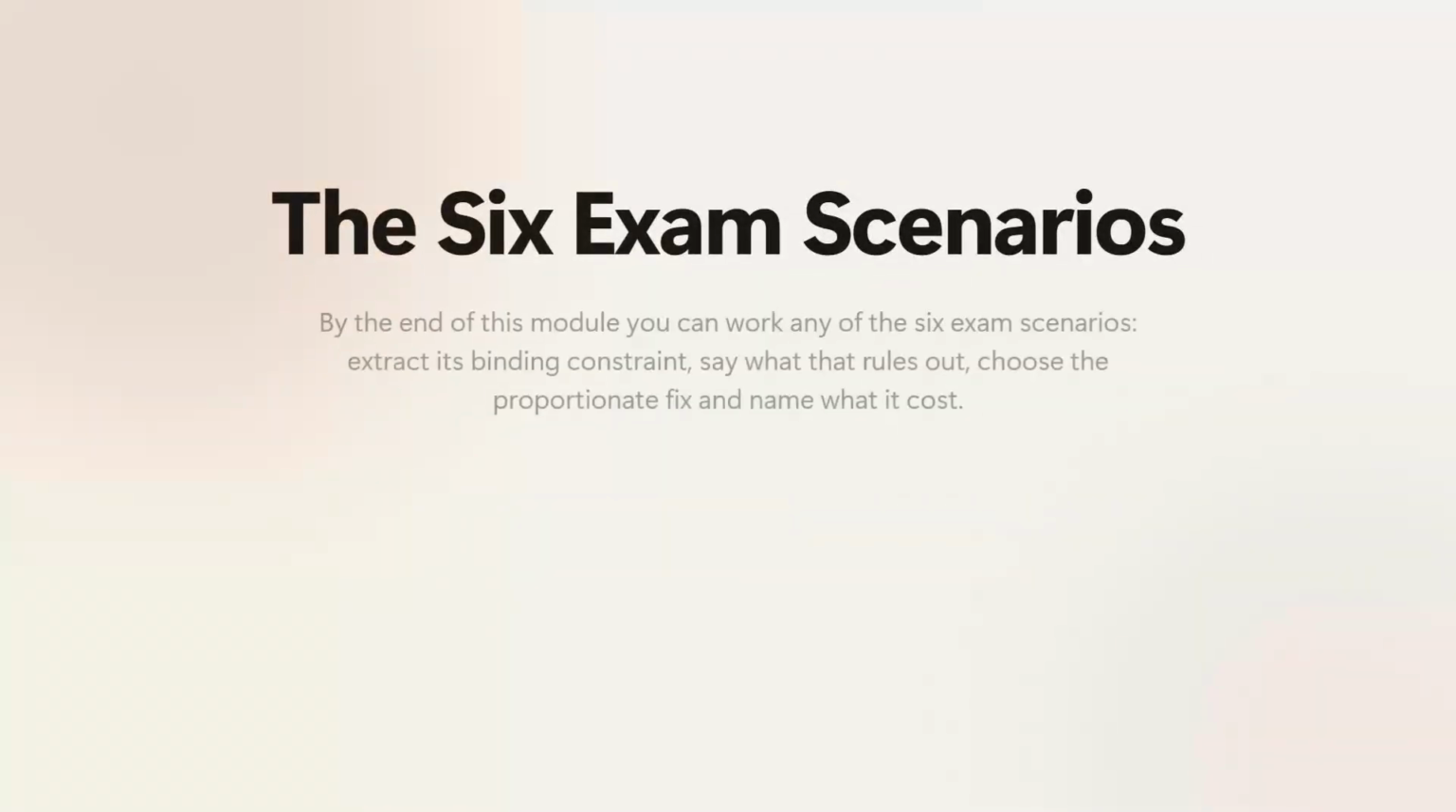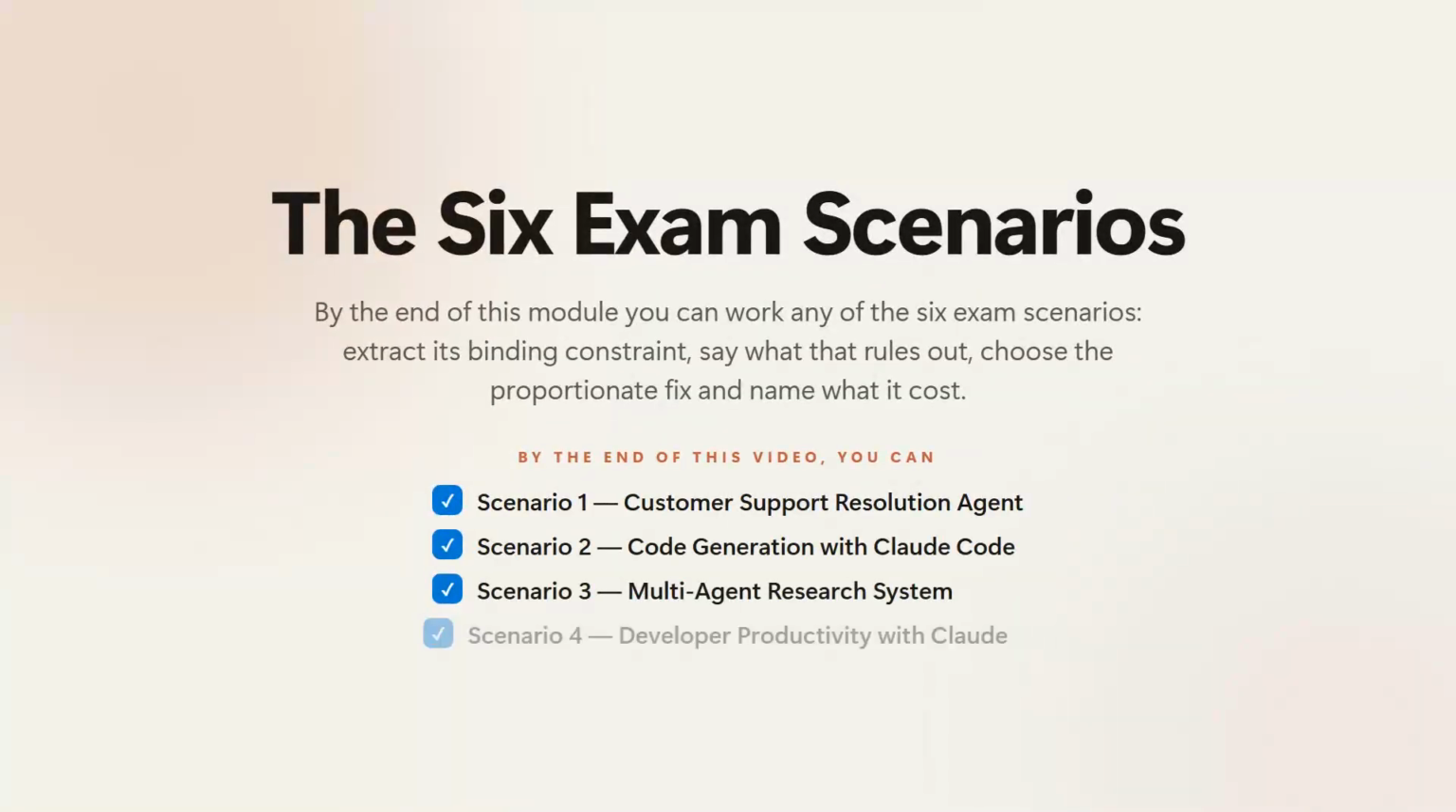By the end of this module, you can work any of the 6 exam scenarios, extract its binding constraint, say what that rules out, choose the proportionate fix, and name what it cost. Here is how this module builds up.